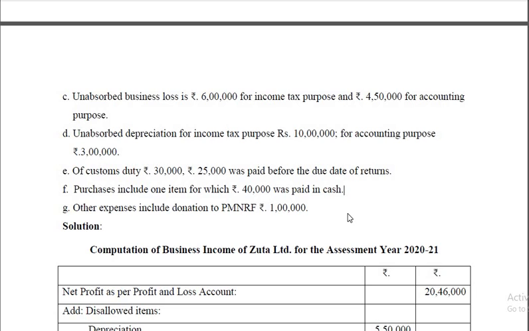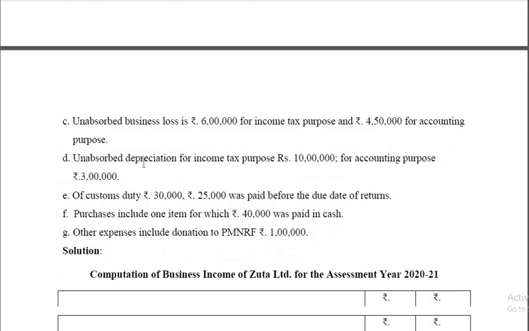Other expenses include donation to Prime Minister's National Relief Fund, 1 lakh. This is disallowed while computing business income. It should be added. But then, while computing total income, from gross total income, donation to Prime Minister's National Relief Fund is deductible under 80G. Let us see later on.